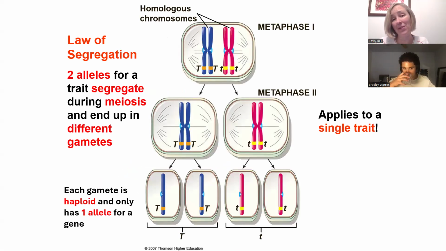Here's just a picture showing you that law of segregation. We've got a T gene, and it shows the big T and the little t ending up in separate gametes. So that's all the law of segregation is.